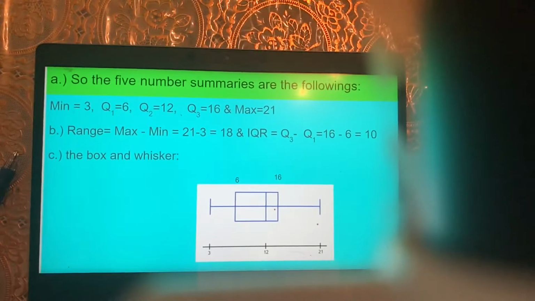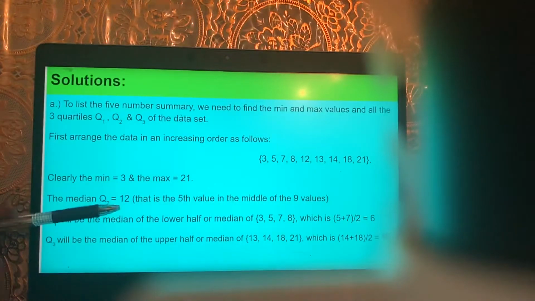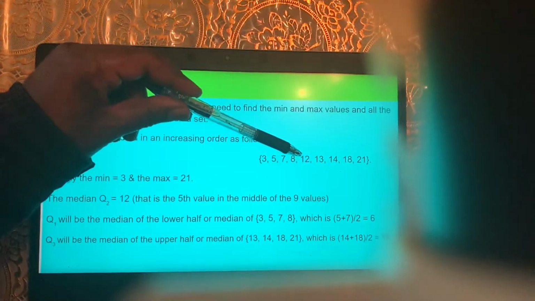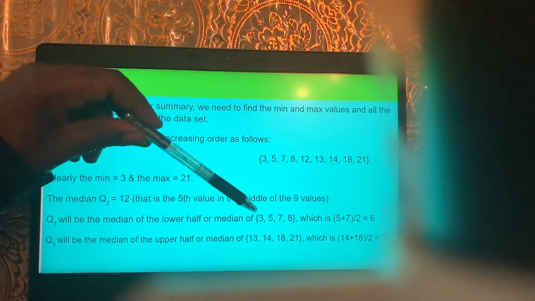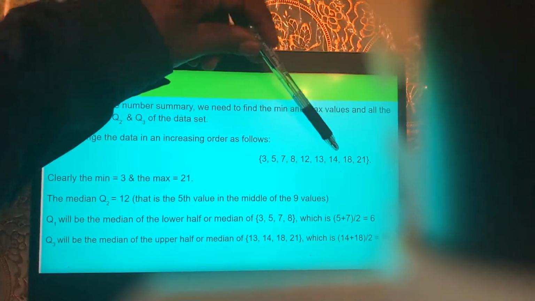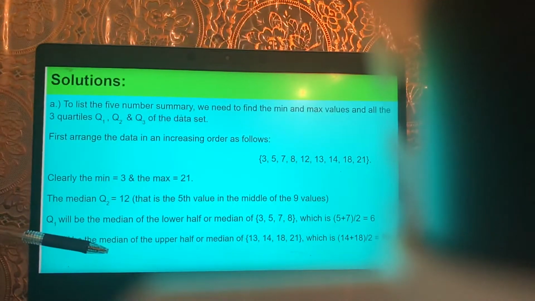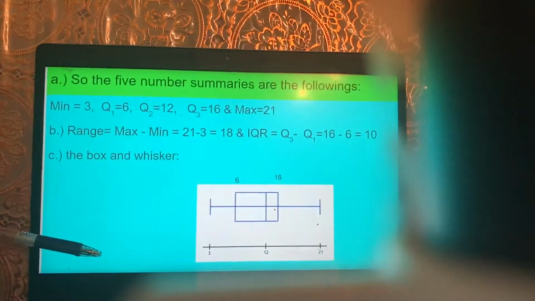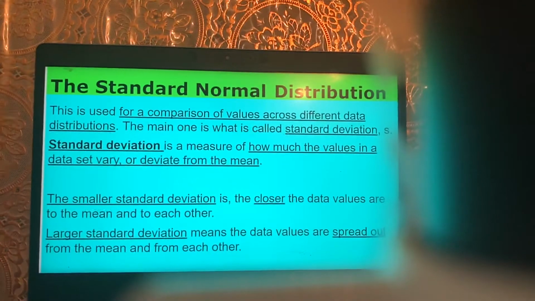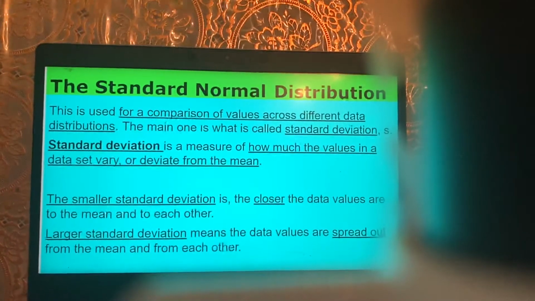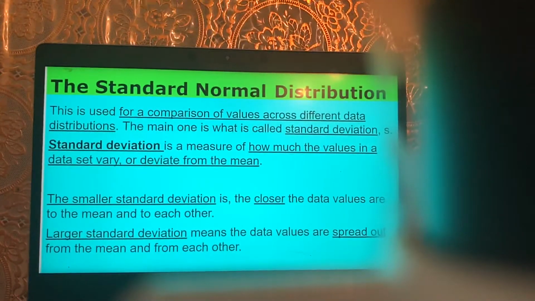This will give you the 5 number summary and its box and whisker. But first we need to know how to find them. After you find the median, find the median of the lower half, that will give you Q1, and find the median of the upper half, that will give you Q3. Okay, the last one we see would be the standard deviation, which is for standard normal distribution.